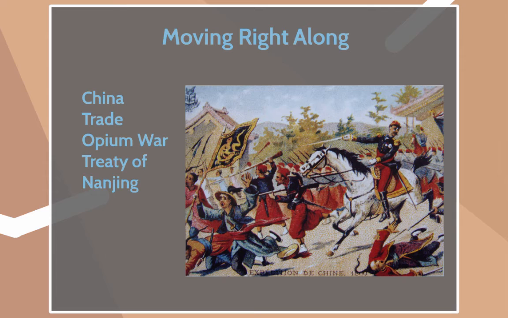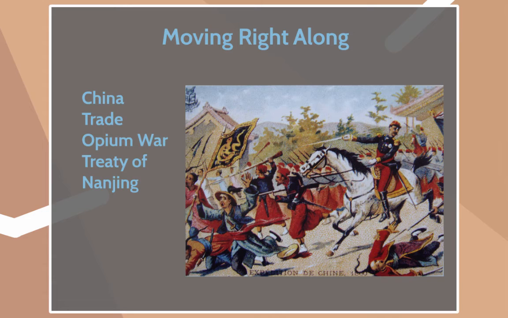Never thought that would happen. But in the end, they created what was called the Treaty of Nanjing, which made China give up the city of Hong Kong, and they have to agree to allow Britain to set up their foreign policy.